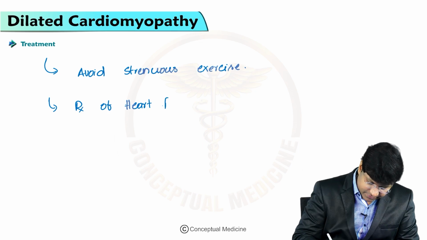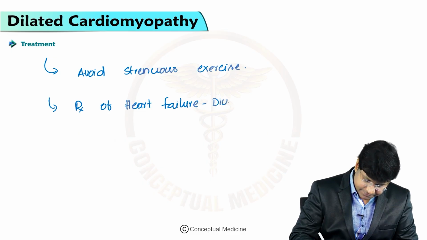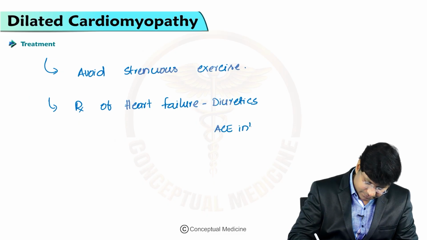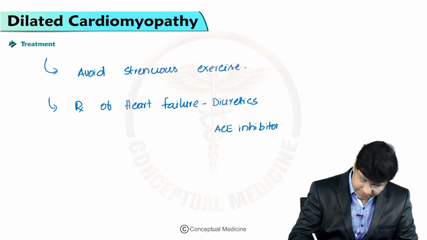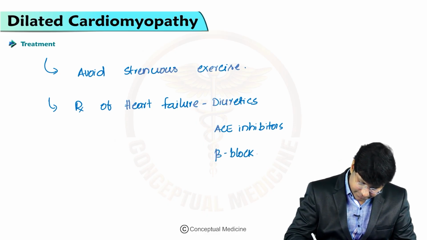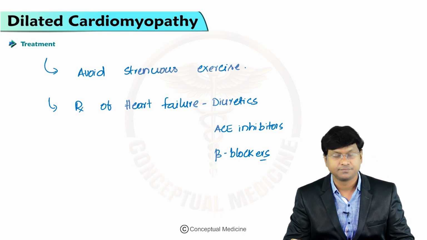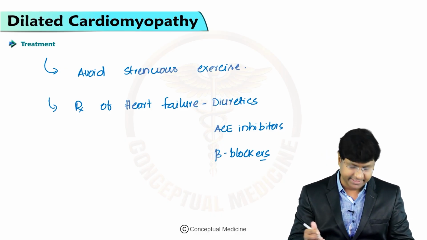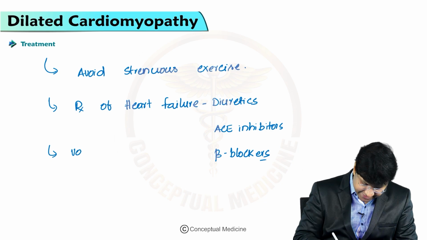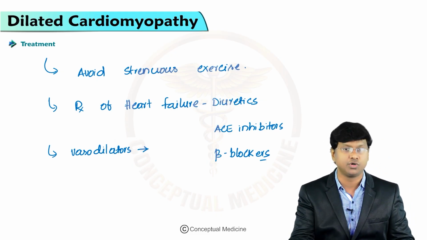And the particular drugs that should be given for the treatment of heart failure include diuretics, ACE inhibitors, and then beta blockers. And these diuretics include mainly spironolactone. And you can also give additional vasodilators, right? Why are these additional vasodilators given? They are given mainly to reduce the afterload on the heart.